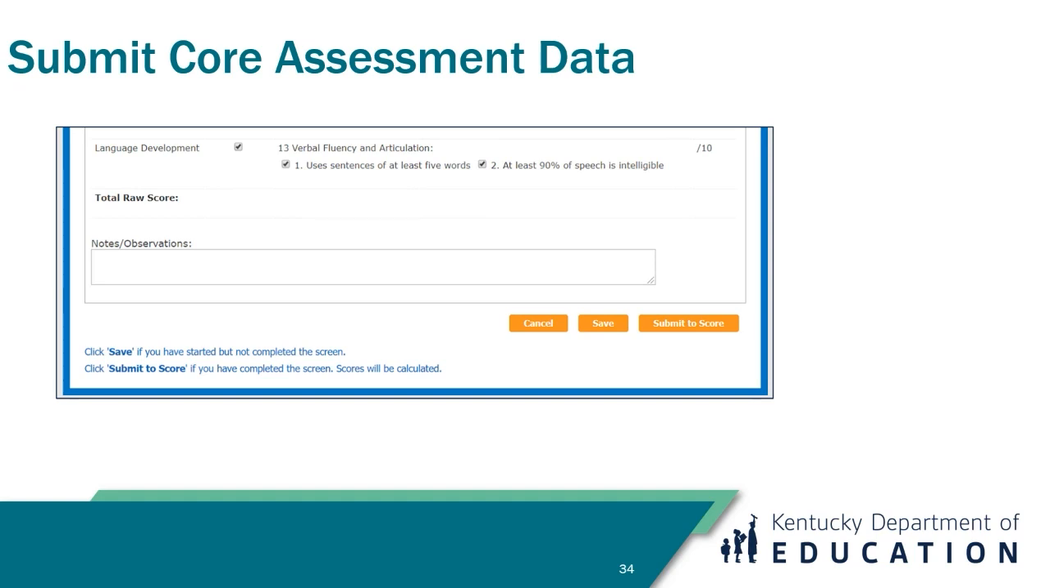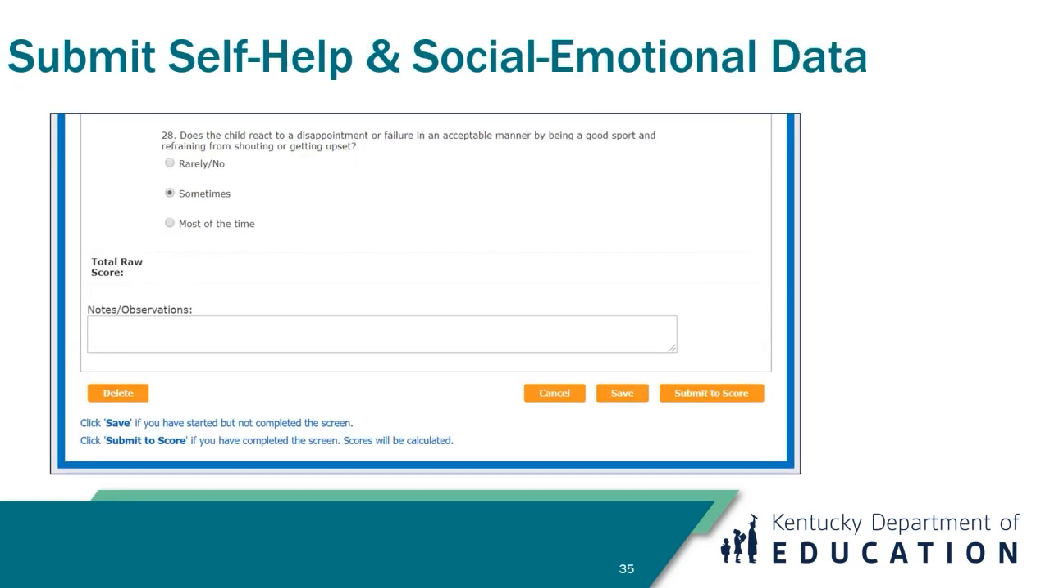Remember, only press Submit to Score if the student has both the core data and the self-help social emotional data fully entered. If duplicate data is created, there is guidance on how to clean this up on our website. The same applies for the self-help and social emotional scales. After entering that data, you will hit Save. Once all data is entered, Submit must be clicked on Core Assessment tab and Self-Help Social Emotional tab.